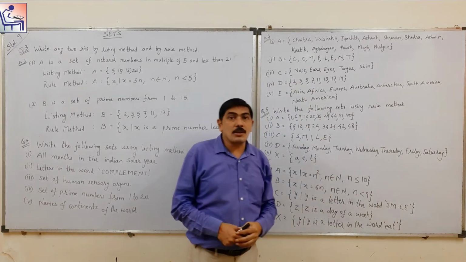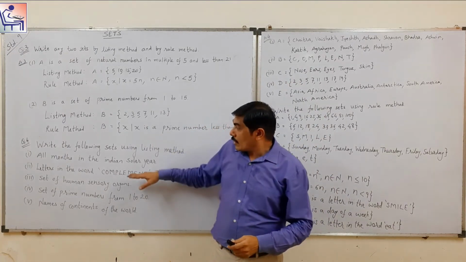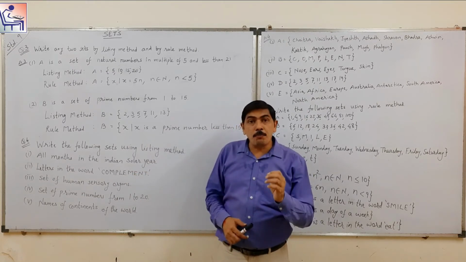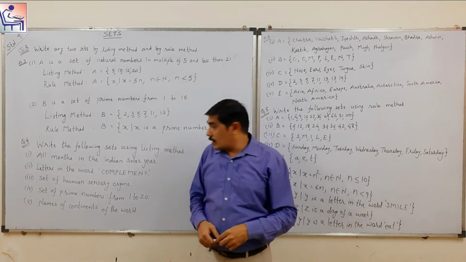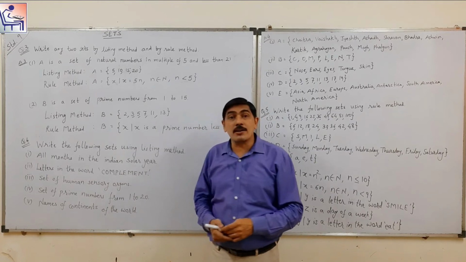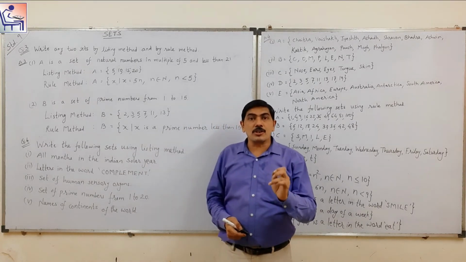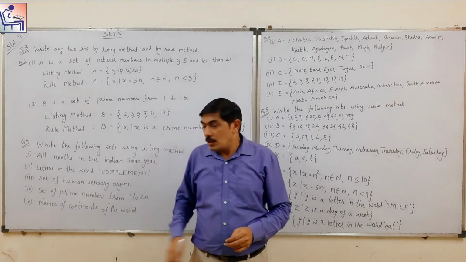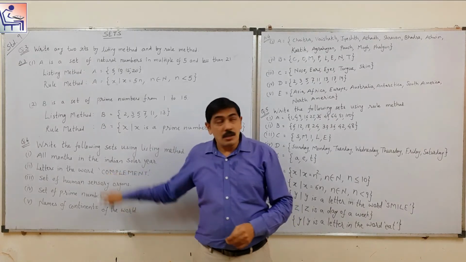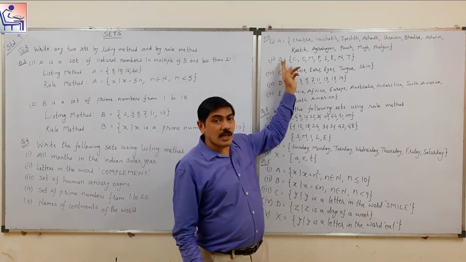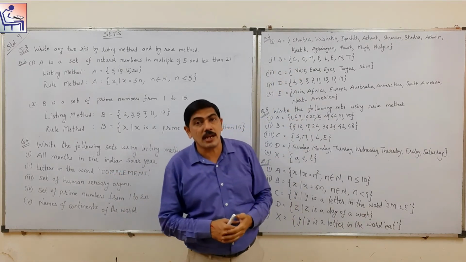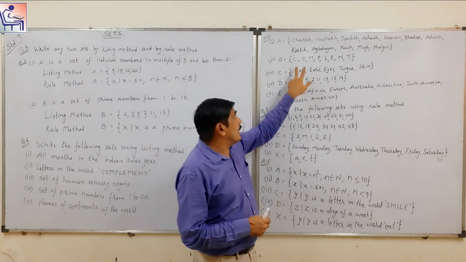Now the second one: letters in the word complement. Please remember there are many letters which are repeated here, so repetition is not allowed. You can give any name to the set. Here we are giving the name of the set as B. Complement.